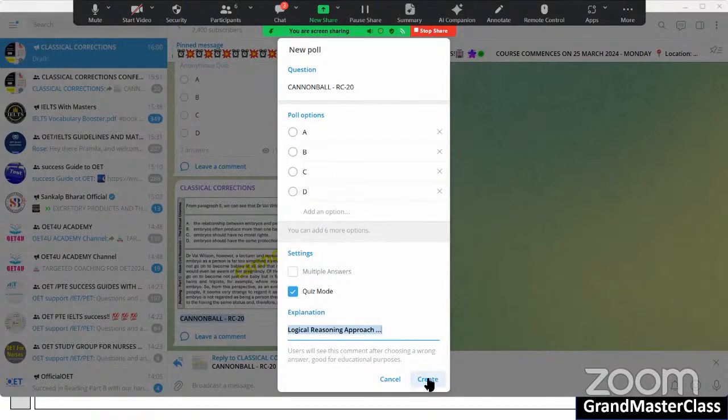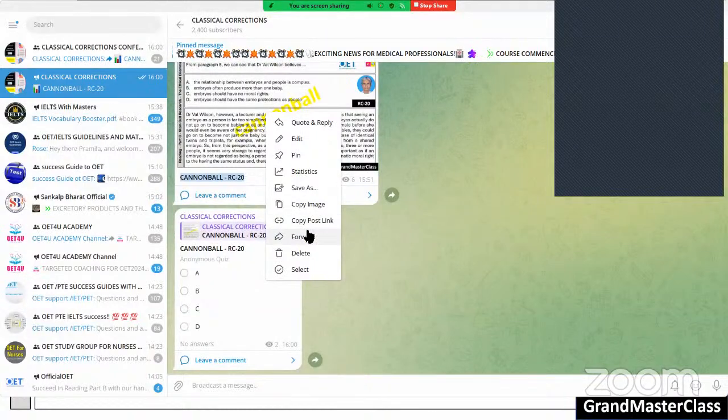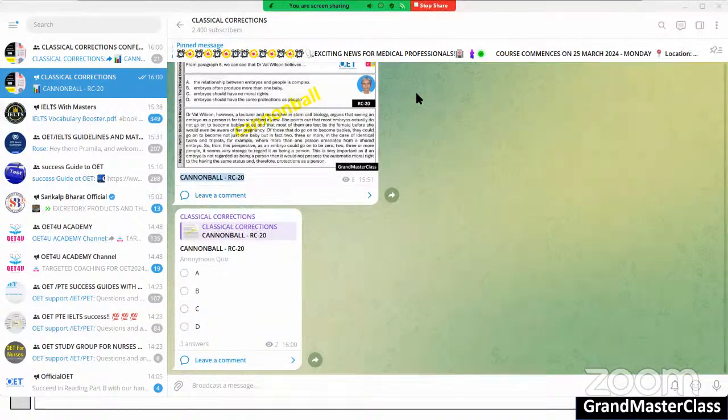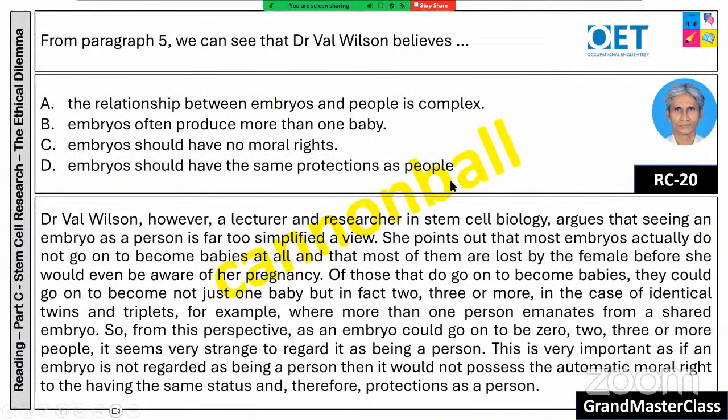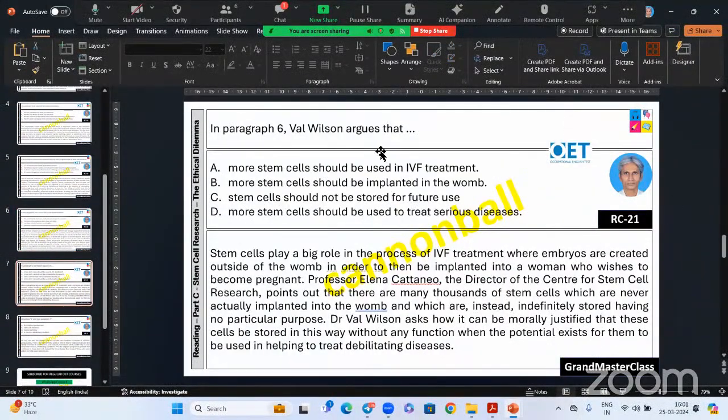So question number 20. Very good. I have given you the marked answer. Copy, post a link. You can go there and update your scores. Update scores, please. Then we'll see the next question, that is number 7, RC 21.